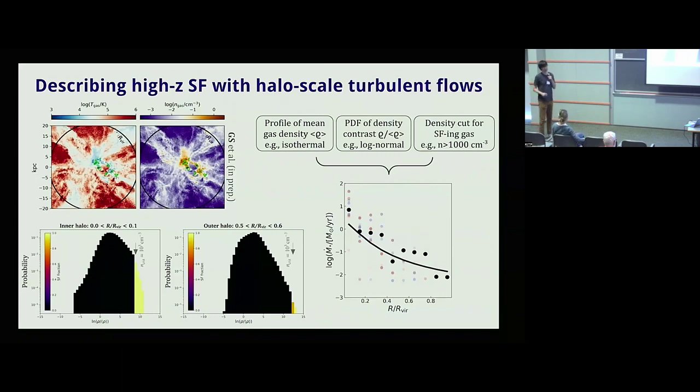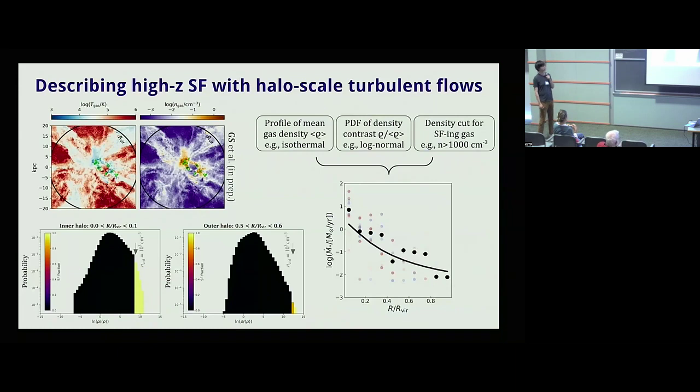So this motivates us to describe the gaseous halo as a density field of turbulent flows, which allows us to put together a simple analytic approximation for star formation. Specifically, we can consider the profile of mean gas density and combine it with the PDF of the density contrast plus some threshold or density cut for star formation to happen. And by combining these simple ingredients, we can come up with a fairly good analytic approximation for the star formation rate as a function of halo radius measured from our simulations.